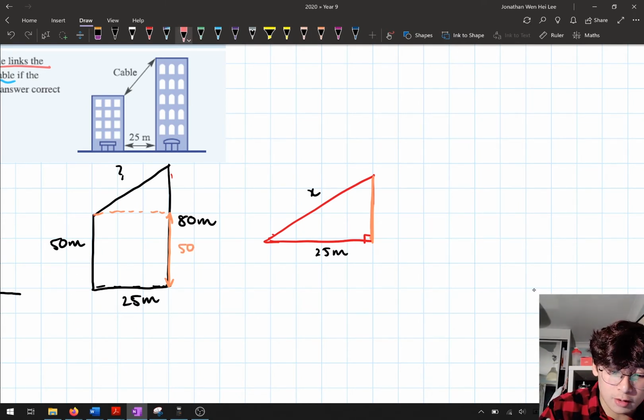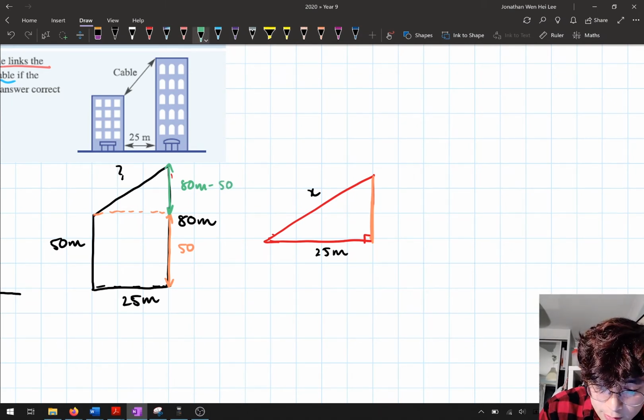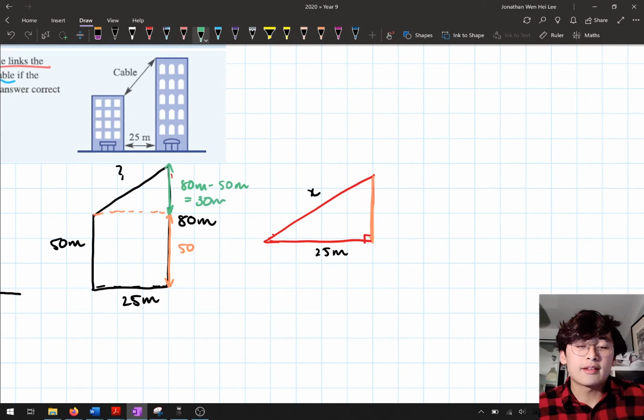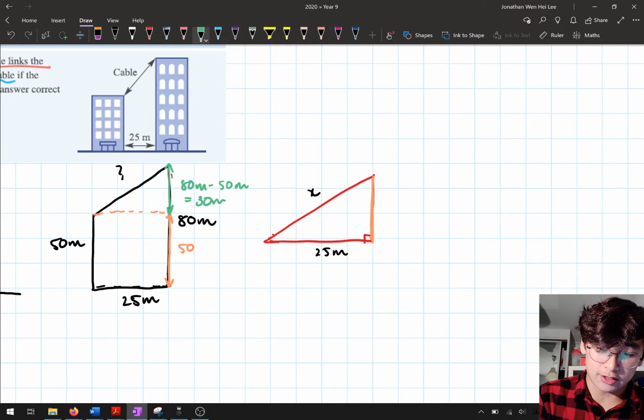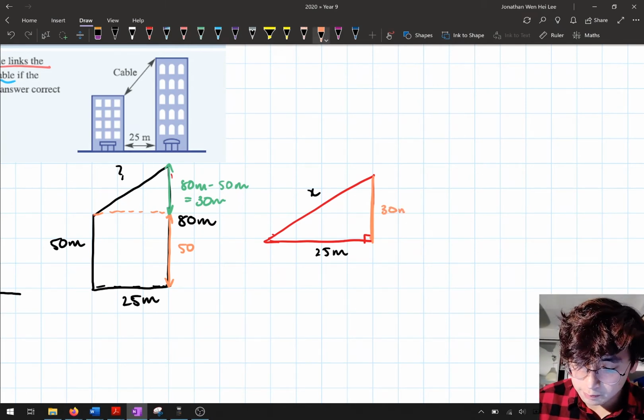So if I want to find this top bit over here, what do I need to do? Well, all I need to do is just take my 80 meters and subtract 50 meters. And I've got 30 meters. So here, that side length in orange in my triangle is just 30 meters.